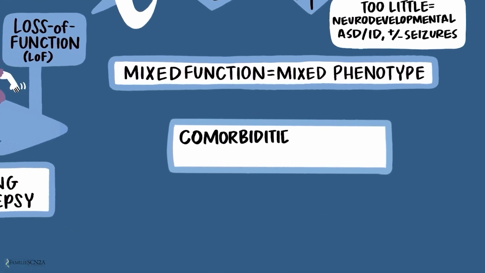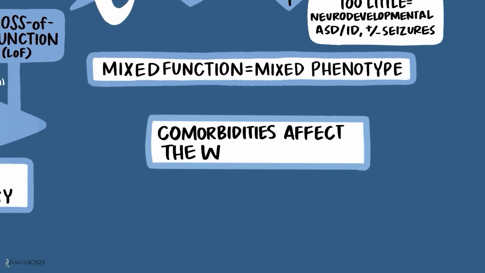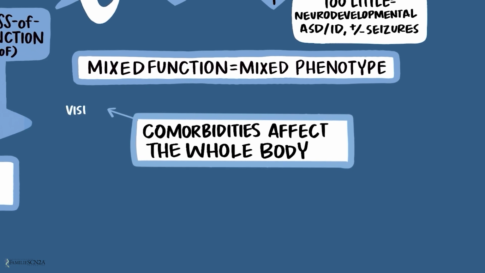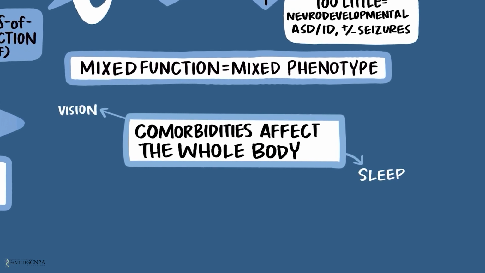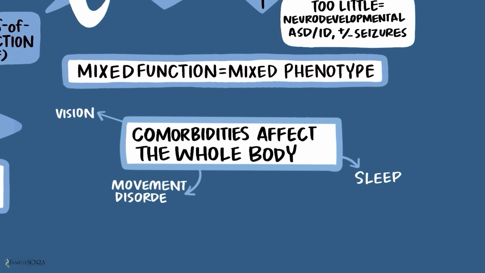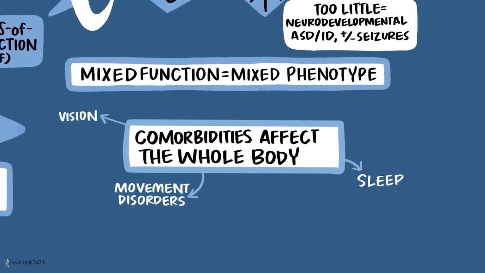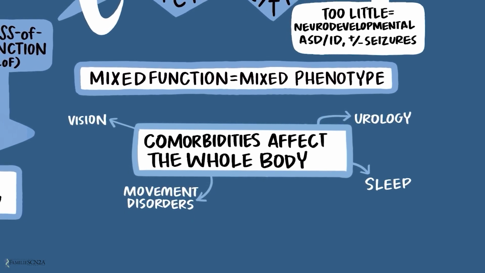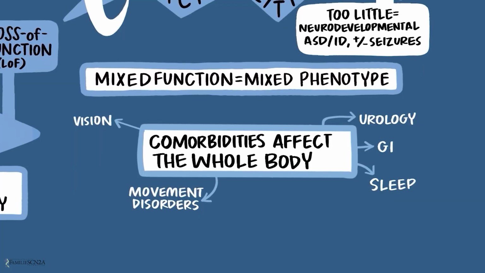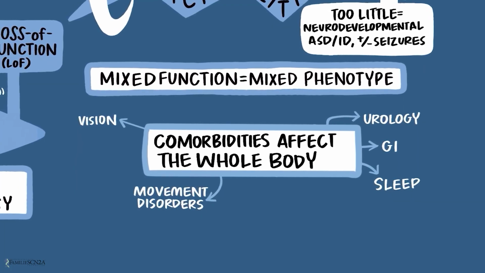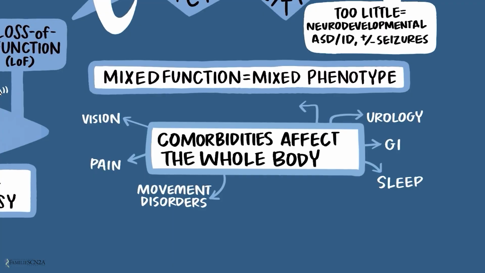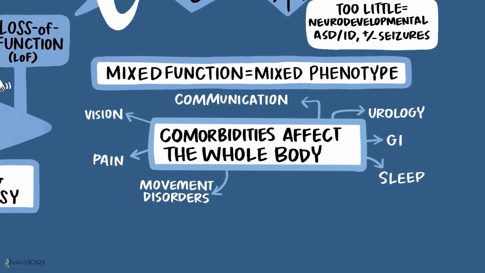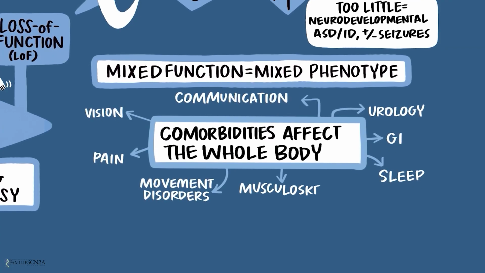Comorbidities are common in SCN2A-related disorders and involve all body systems. Be vigilant in diagnosing and treating cortical visual impairment, sleep disorders, autonomic dysfunction, movement disorders like chorea, ataxia, and dystonia, urology issues like infections and urinary retention, spasticity, hypotonia, gastrointestinal dysfunction, especially reflux and constipation, neuropathic pain, speech and language deficit, pulmonary issues and chronic lung disease, scoliosis, osteoporosis, and other orthopedic issues.